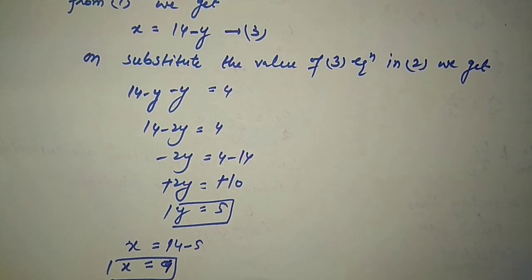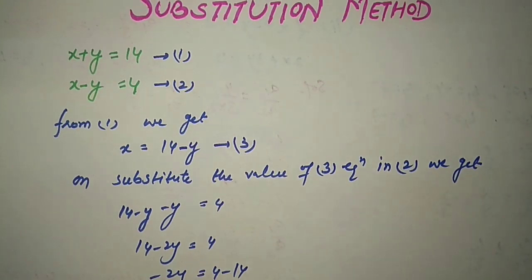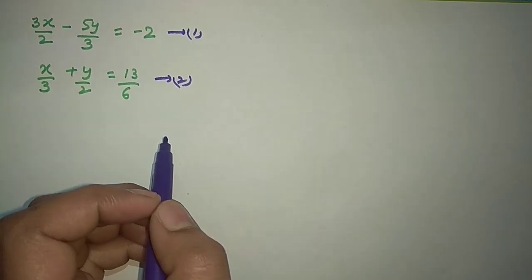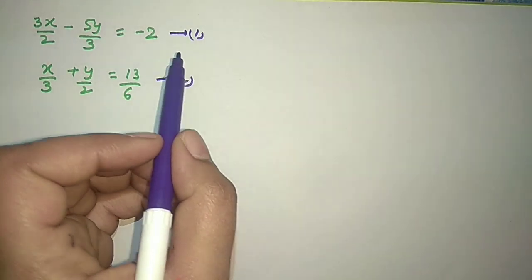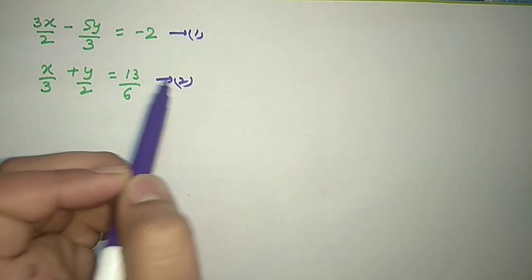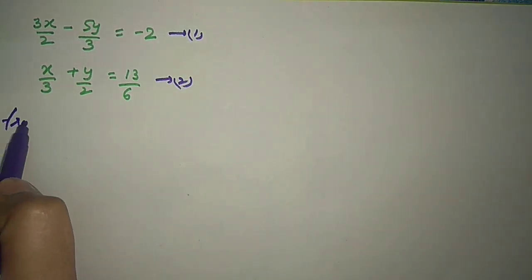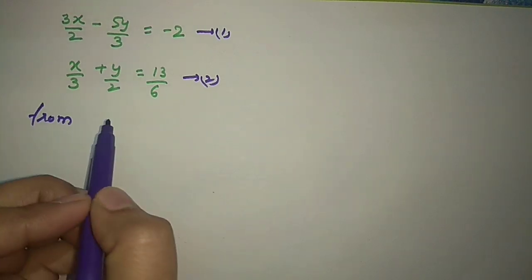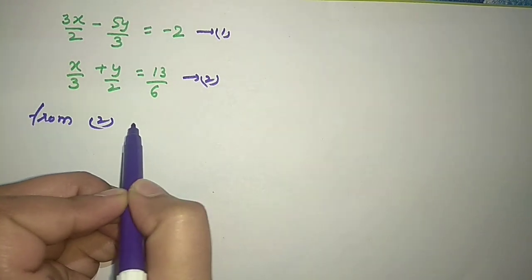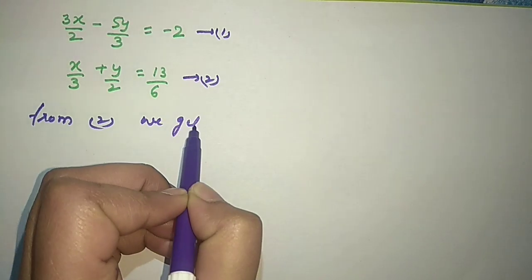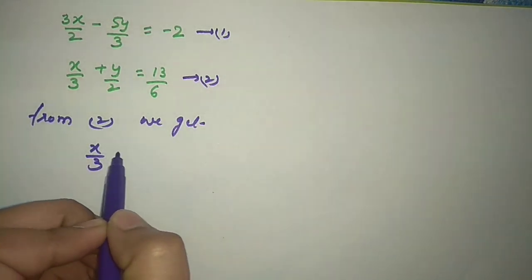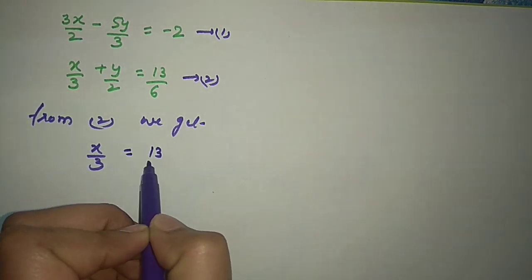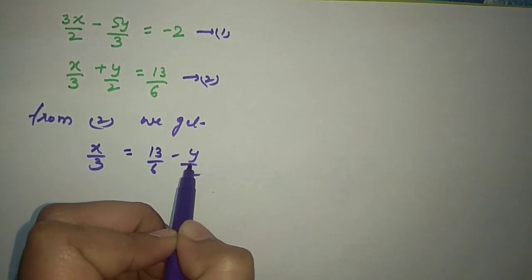Let's do one more question for the same method. So here is our next question. This is our first equation and this is our second equation. So from the second equation, I am finding the value of x, that is 13 by 6 minus y by 2.